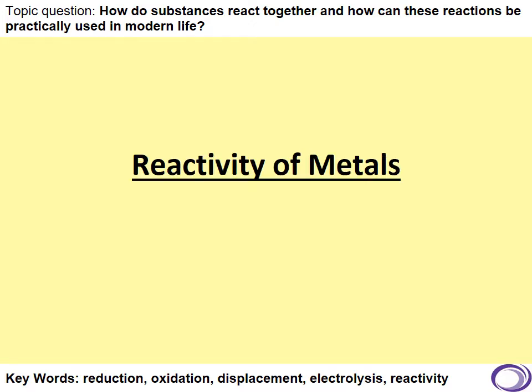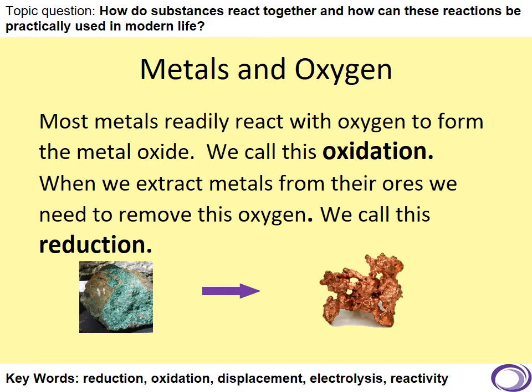Let's start with the reactivity of metals. Most metals will readily react with oxygen to form a metal oxide, and we call this oxidation. When we extract the metal from their ore, then we are removing this oxygen, and that is called reduction. On the picture on the slide, you can see that on the left we have copper oxide, which is a compound which is a green colour, and on the right hand side we've extracted from that the pure copper.